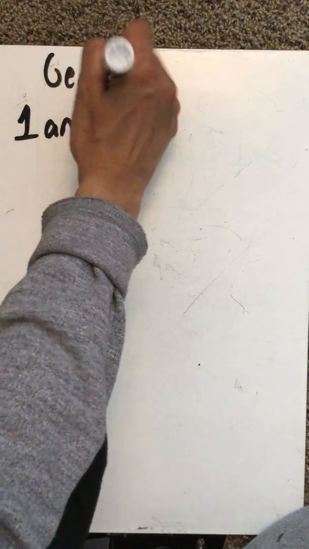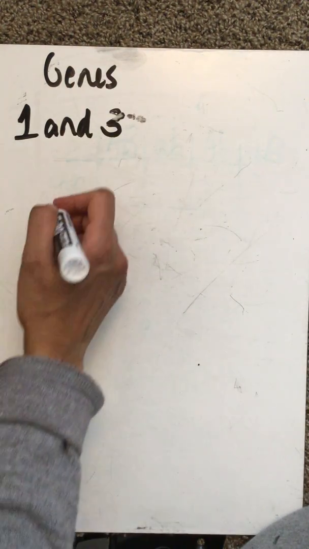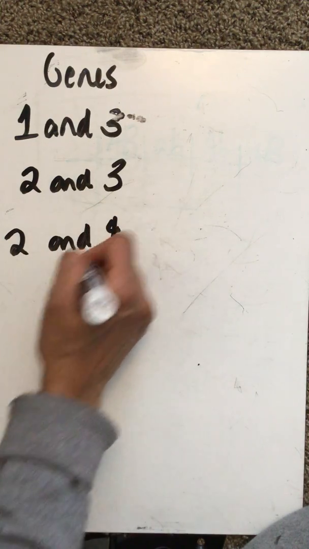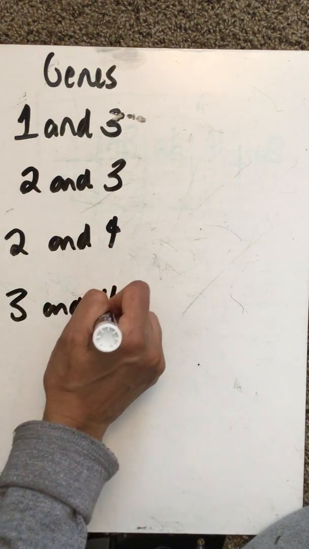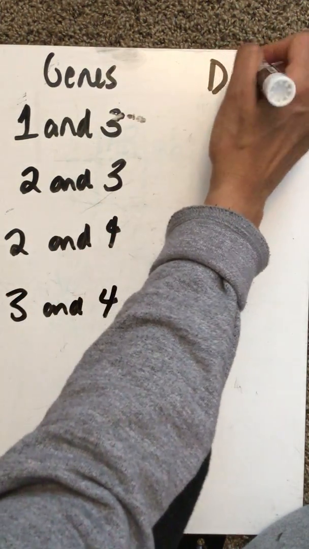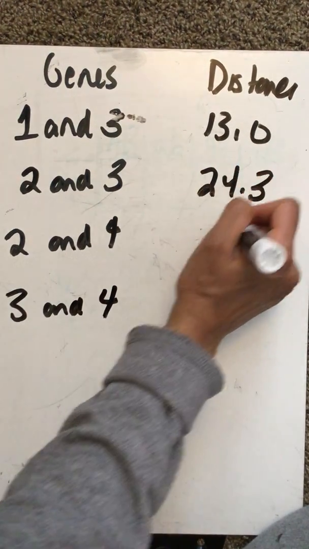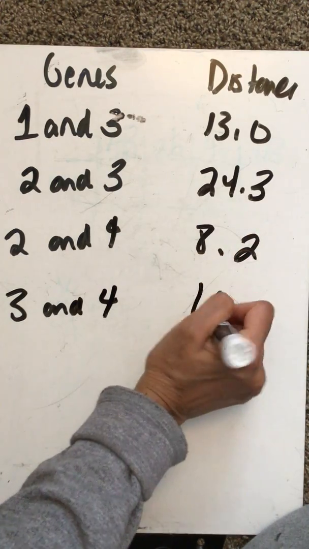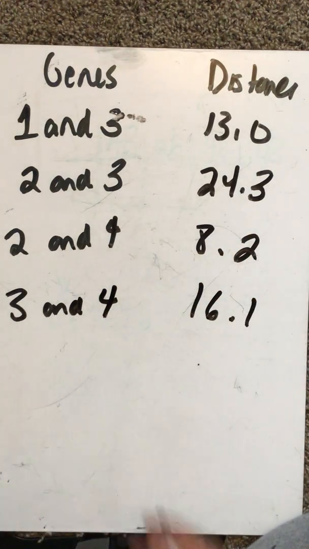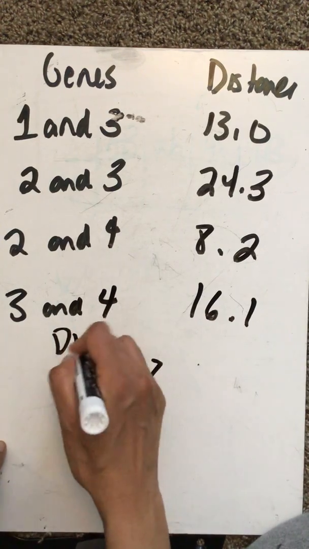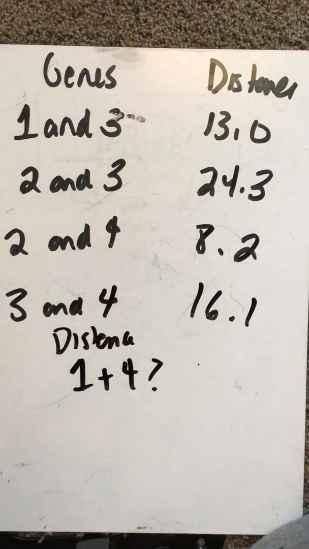Anyways, here we go. Genes 1 and 3, genes 2 and 3, 2 and 4, and 3 and 4. And the distances are 13.0, 24.3, 8.2, and 16.1. And they ask you, what is the distance between genes 1 and 4?